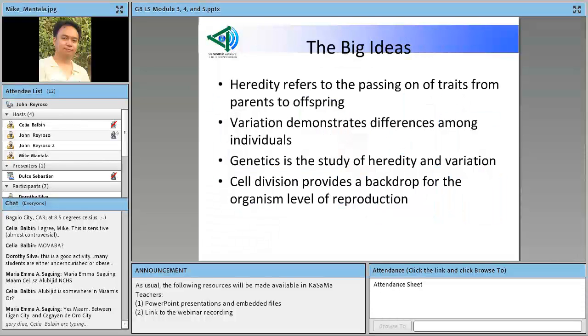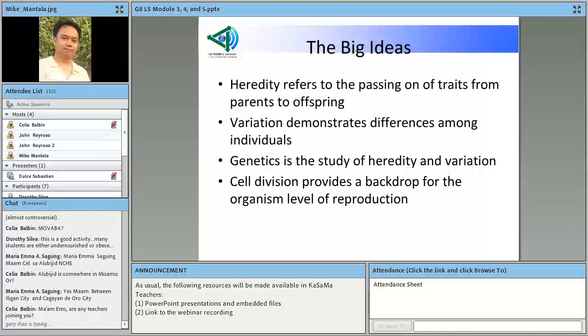Okay, now at the end of this module, at the end of module 5, we want our students to bring home the following ideas. Number 1, heredity refers to the passing on of traits from parents to offspring, from generation to generation. Variation demonstrates differences among individuals. Genetics is the study of heredity and variation, and cell division provides a backdrop for the organism level of reproduction. Okay, so these are the big ideas we want our students to take home.